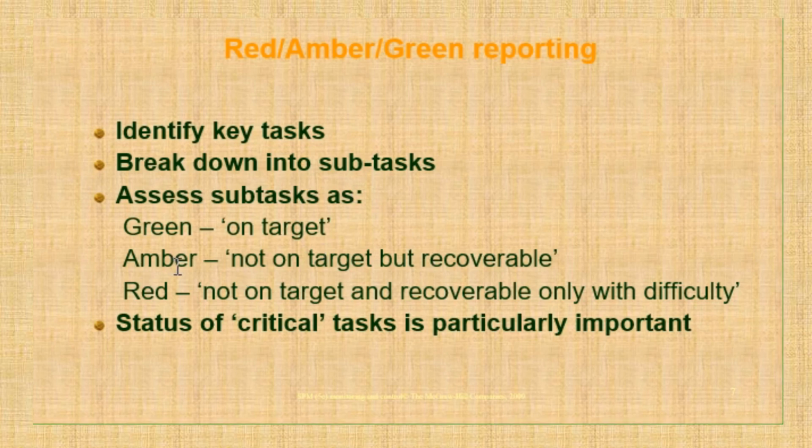So that are represented in amber color. Red color means these are those type of targets which are not recoverable, so these are already past that delay time. So right now these are represented by this. This is the way by which the reporting can be represented by using different types of color. The status of the critical task is very important here.